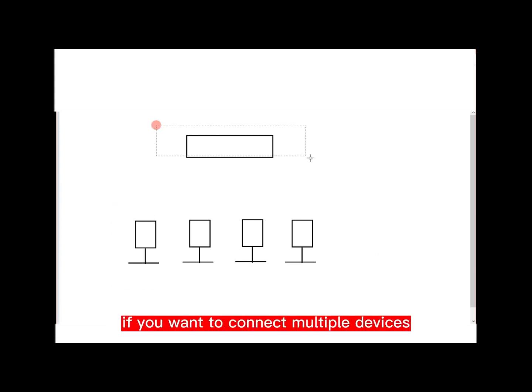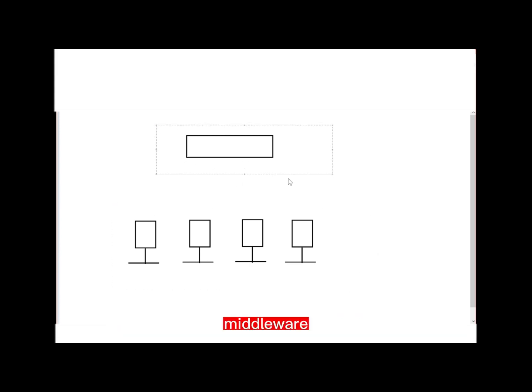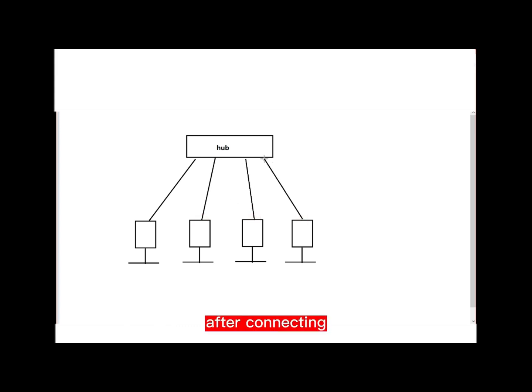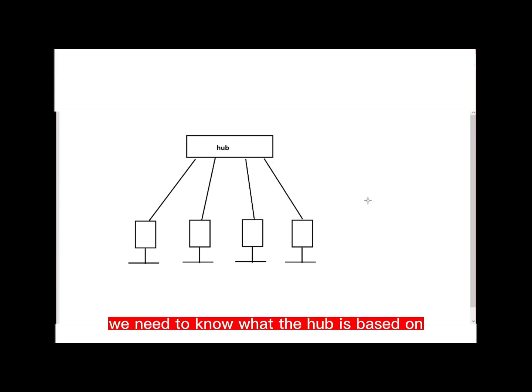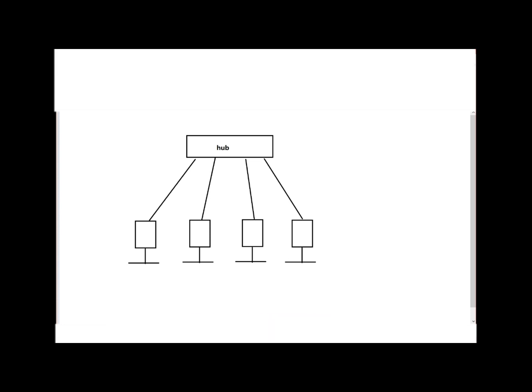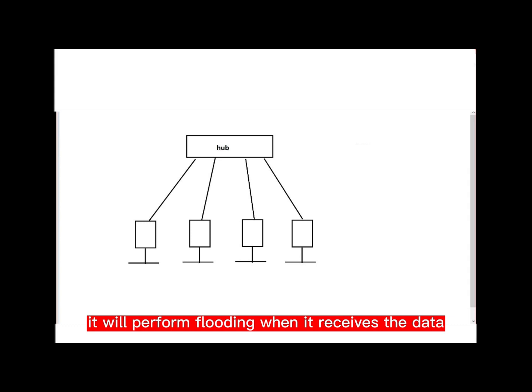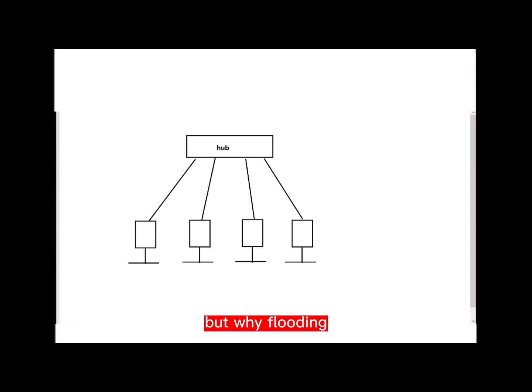If you want to connect multiple devices, you need middleware. So the hub appeared first. To connect multiple devices, the hub was the first of its kind. We use this device and start connecting. After connecting, we need to know what the hub is based on for data forwarding. I just told everyone it will perform flooding when it receives the data. But why flooding? How did you know?